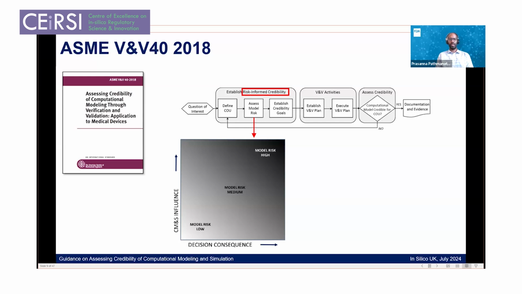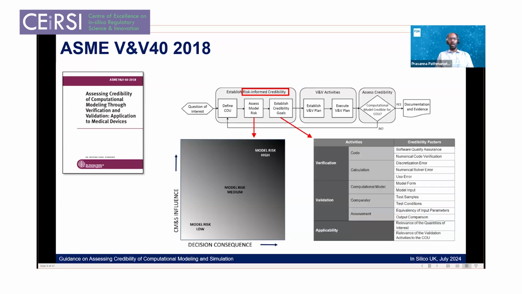And that basically asks, how much are we reliant on the model to answer this question of interest? Are we only using the model, or is the model supplementary to some experimental data? And then once the model risk is assessed, the standard leads the user through a range of credibility factors.